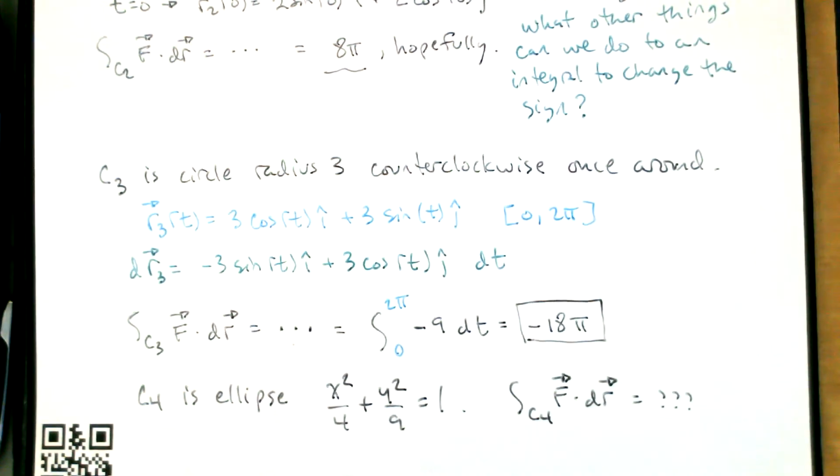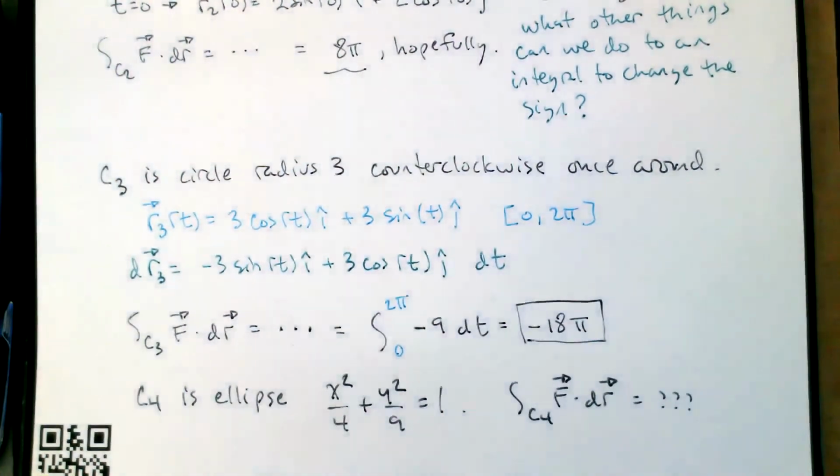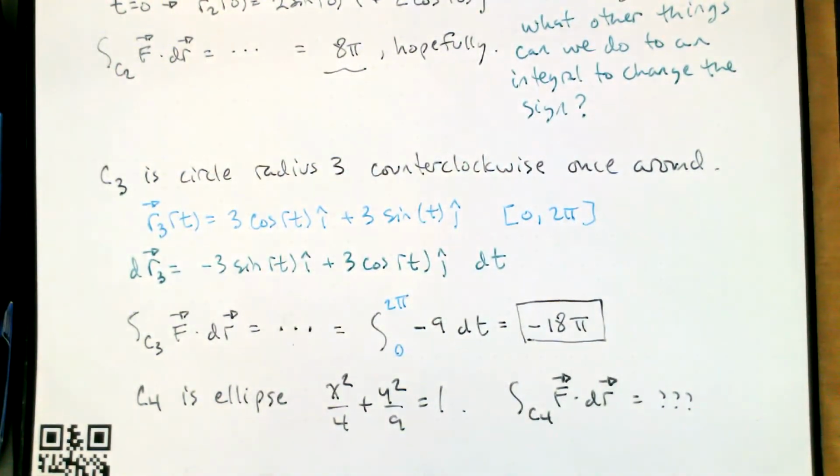This one might require some more calculation. C4 is the ellipse. But when we had a circle of radius 2, our line integral returned -8 pi. A circle of radius 3 gave us a -18 pi. So we can speculate what should happen if we try to take a combination of those two. We might be suspicious and think this should be something between -8 pi and -18 pi, since our path is in between those two.